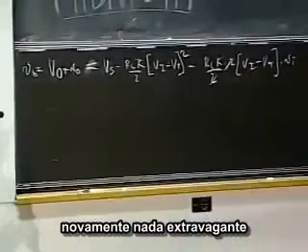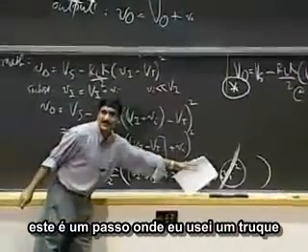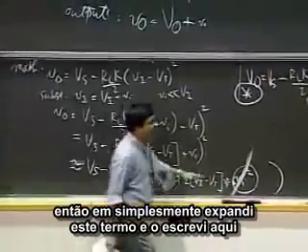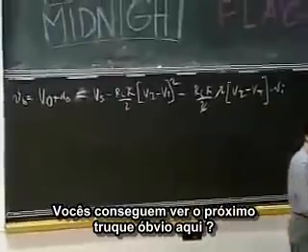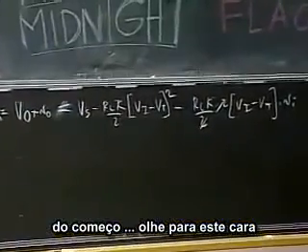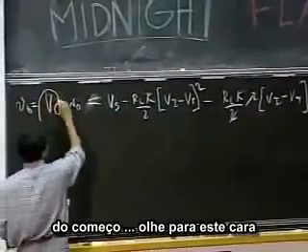Okay. Again, from here to there, nothing fancy. This is the one step where I've used the trick. I've said small vi is much smaller than capital Vi, and so I've simply expanded this out and written it here. So do you see the obvious next trick here? From star, look at this guy.